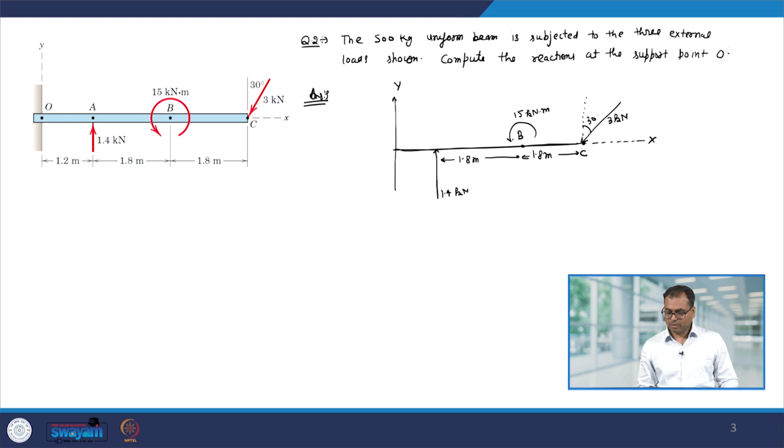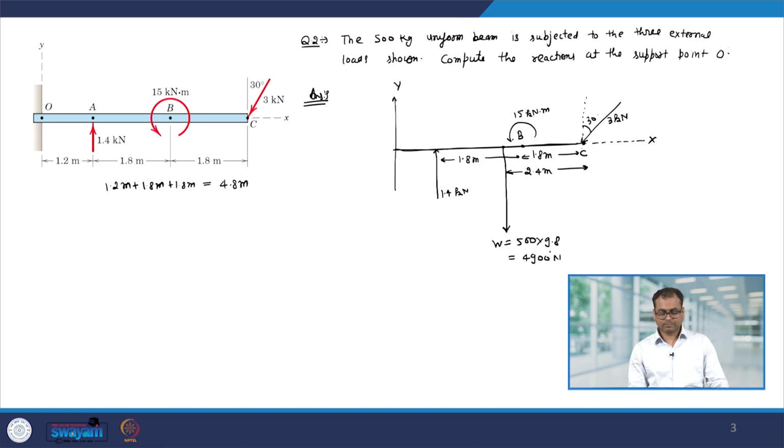Now this beam has a weight of 500 kg and the length of the beam is 1.2 meter plus 1.8 meter plus 1.8 meter, which is 4.8 meter. Therefore, at 2.4 meter from C, its weight is going to act. So, this will be W equal to 500 into 9.8, which is 4900 Newton. Now, at point O, we have a built-in support. Therefore, the reaction forces will be Rx, let us say Ry, and a moment MO.